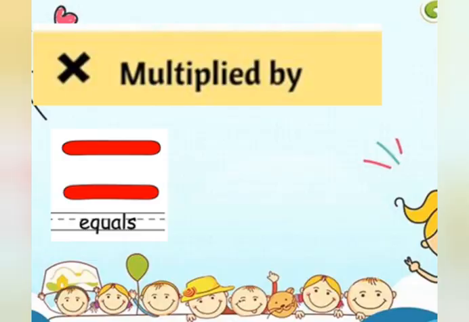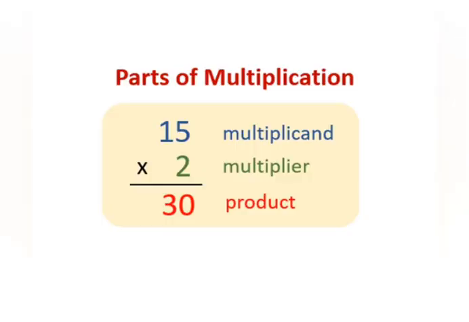Now let's learn the parts of the multiplication. We have the blue color, green color, and red. The 15 is blue, the 2 is green, and 30 is red. 15 times 2 equals 30. Now let's repeat.